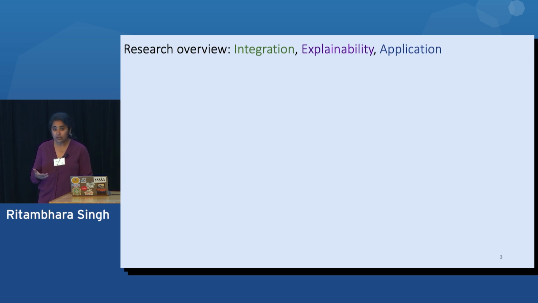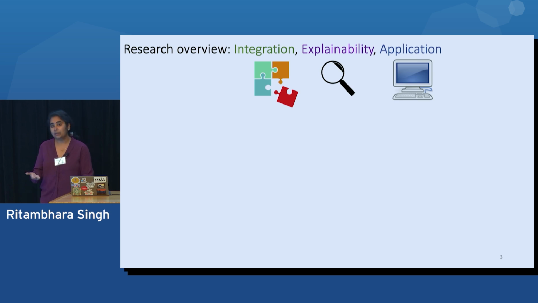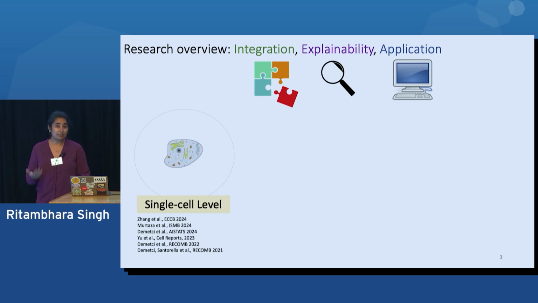So in our lab, we basically focus on three major themes. They are integration, explainability, and application. Explainability just because of the nature of the domain that we work in, where sometimes just making accurate predictions is not sufficient. We also want to understand why the model made a certain prediction or what were the features that were relevant for the accurate predictions of the model. And we do this at multiple scales.